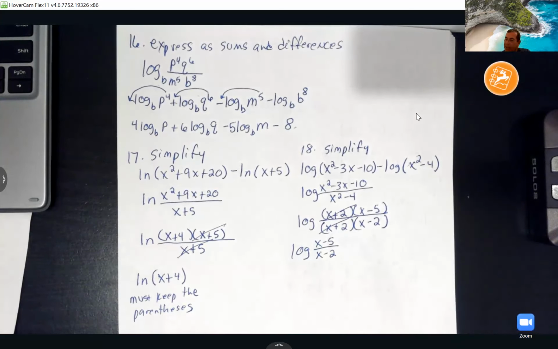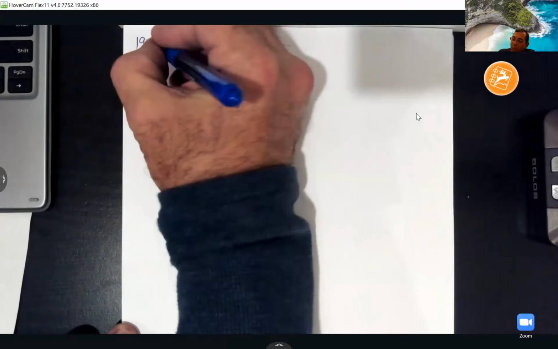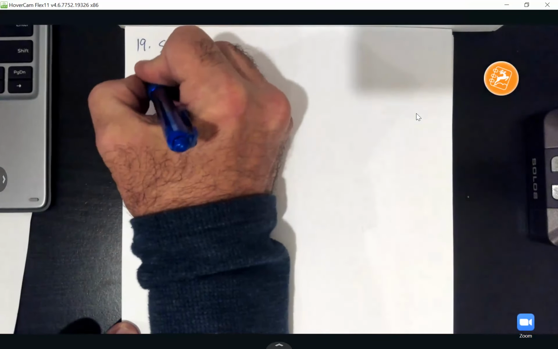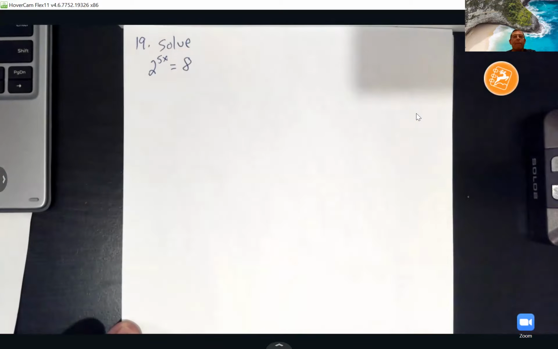That puts us on 19 next. So let me get my paper. It starts to curl. So 19, solve for the x. They're giving us 2 to the 5x equals 8.